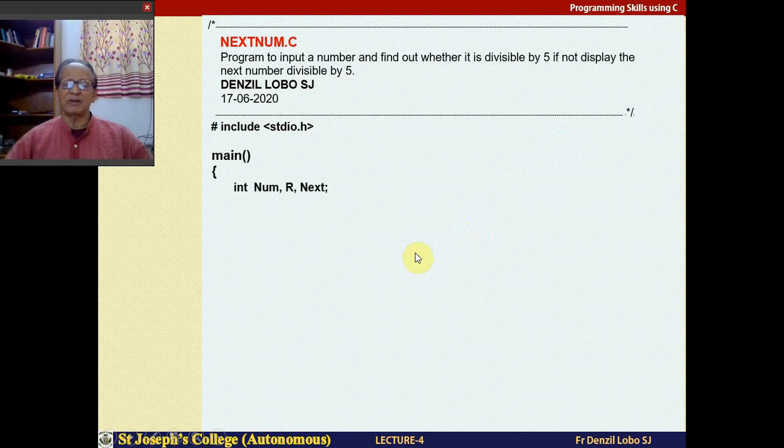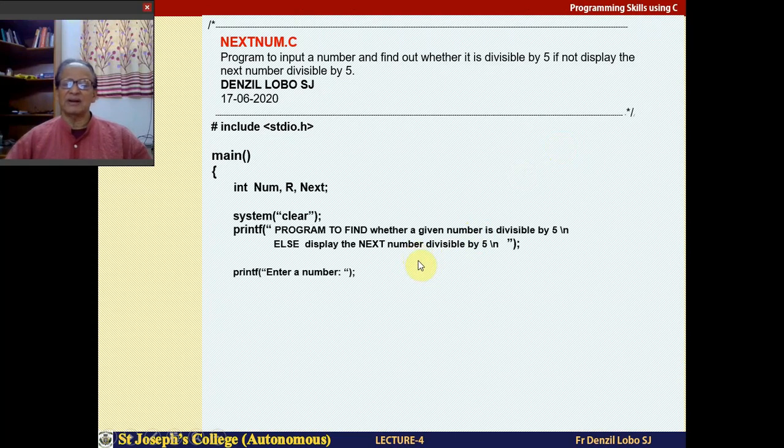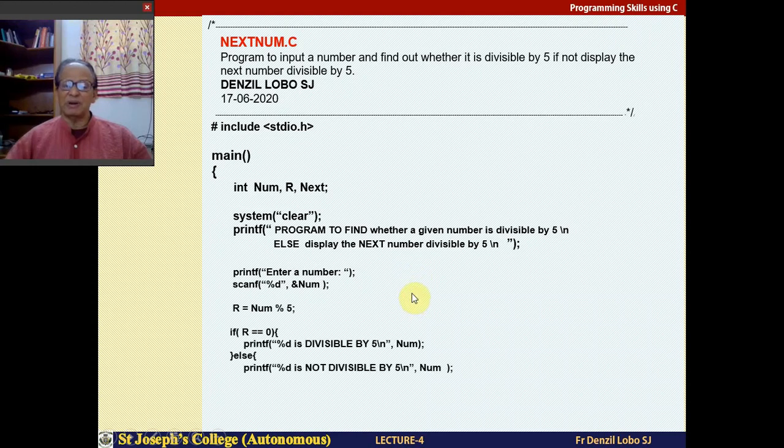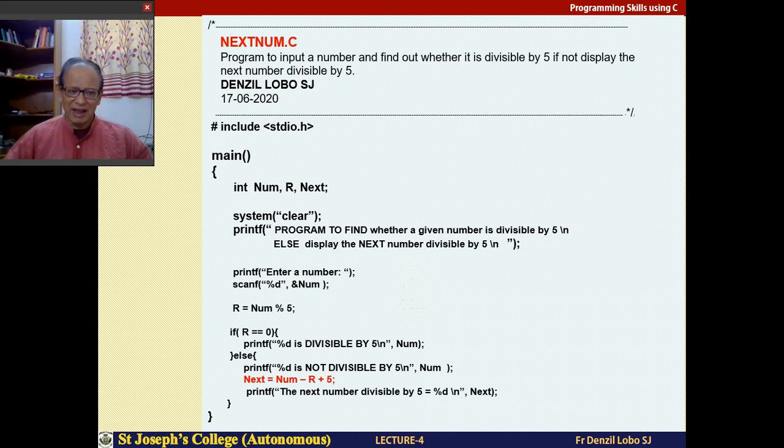Here you have 3 variables. Clear the screen, title, next number, input the number and find the remainder. Ask this question, and if it is not divisible by 5, you use this formula which you have derived, number minus r plus 5. Print the number, and with that the C program is over to find out the next number. My dear friends, you have to think, you have to spend a lot of time thinking and then make mistakes and learn from your mistakes.